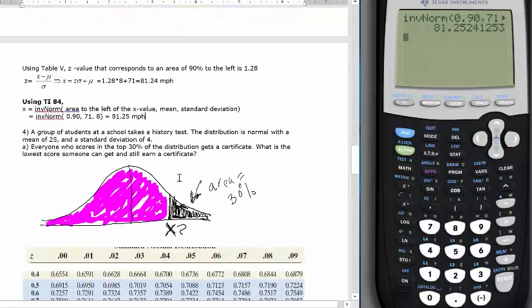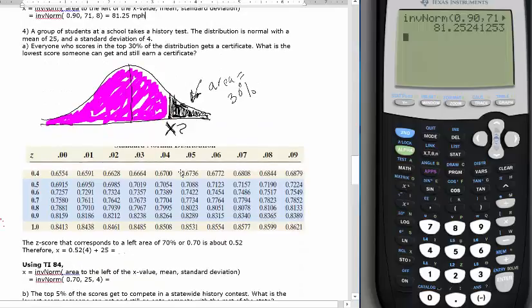Okay. Number 4. A group of students at a school takes a history test. The distribution is normal with a mean of 25 and a standard deviation of 4. So make sure, guys, to write that mu is 25 and sigma, which is a standard deviation, is 4. Everyone who scored in the top 30% of the distribution gets a certificate. What is the lowest score that someone can get and still get the certificate?